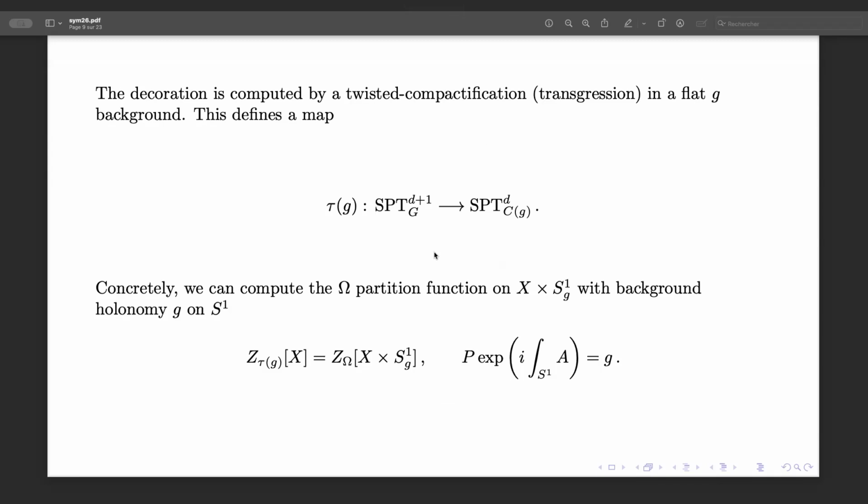This is a procedure you can carry out explicitly. If you work with all this group, there's some push-forward operation that does the same thing. So it's like a well-defined operation. This tau can also be trivial. So in that case, you have to be very careful about the trivialization.